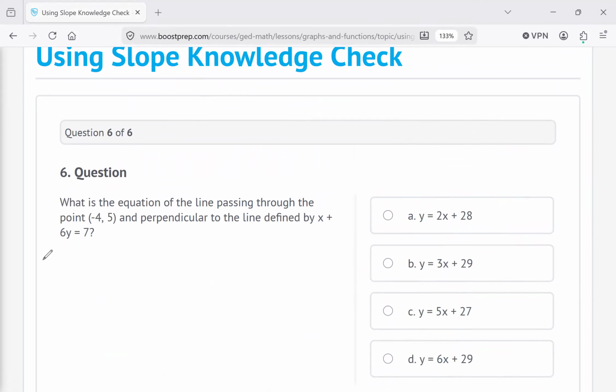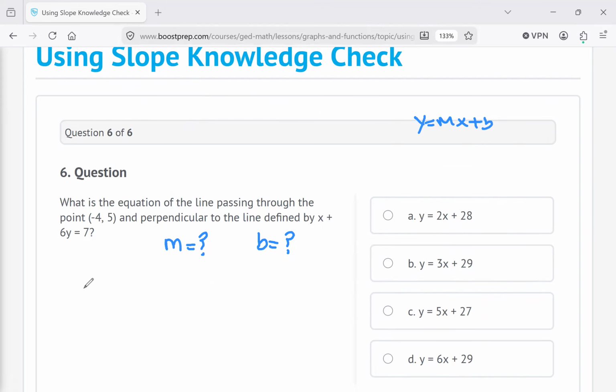Last one. Question 6 says, what is the equation of a line passing through the point -4, 5 and perpendicular to the line defined by x plus 6y plus 7? Okay, so there's a lot going on. They want to know what is the equation, and if you look at all the choices, it's in the form of y equals mx plus b, right? So we need to put it in this form, find the slope, and find the b.